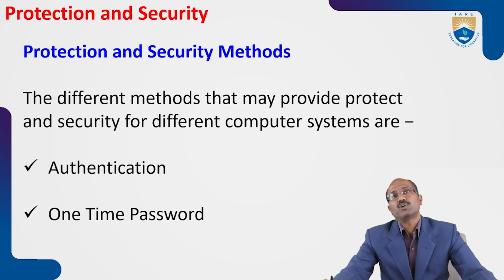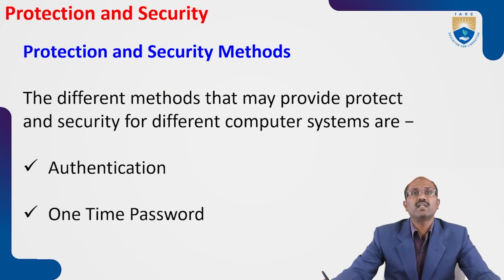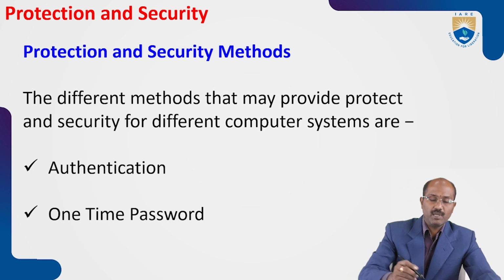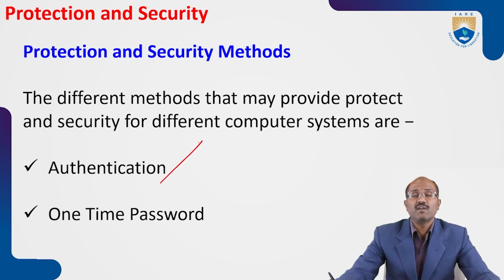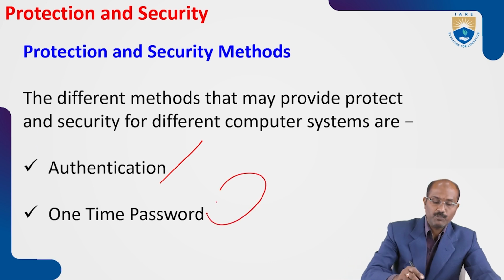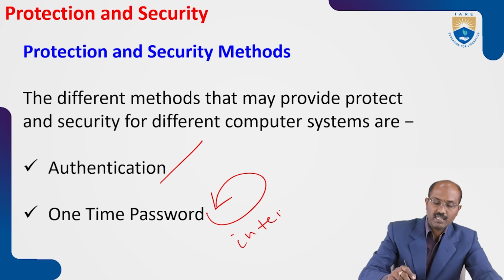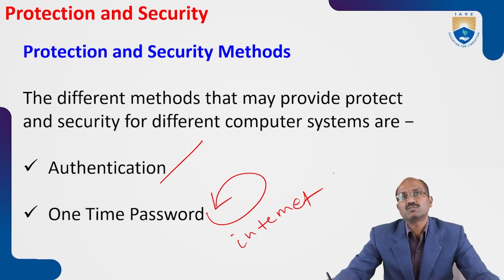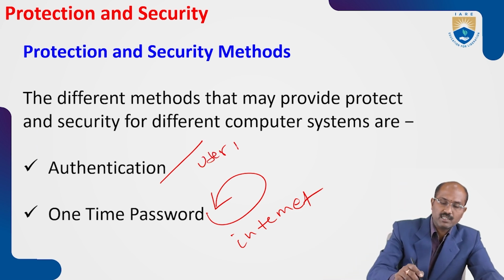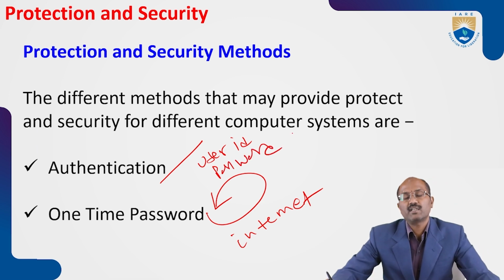The main thing in protection and security is that we implement authentication and one-time password, two different methods that provide protection and security for different computer systems. You may maintain authentication, but every time you log in to the system, you will get a one-time password to enter into the computer. The one-time password requires an internet connection to receive it. But authentication requires user ID and password, making it more secure with these two techniques.